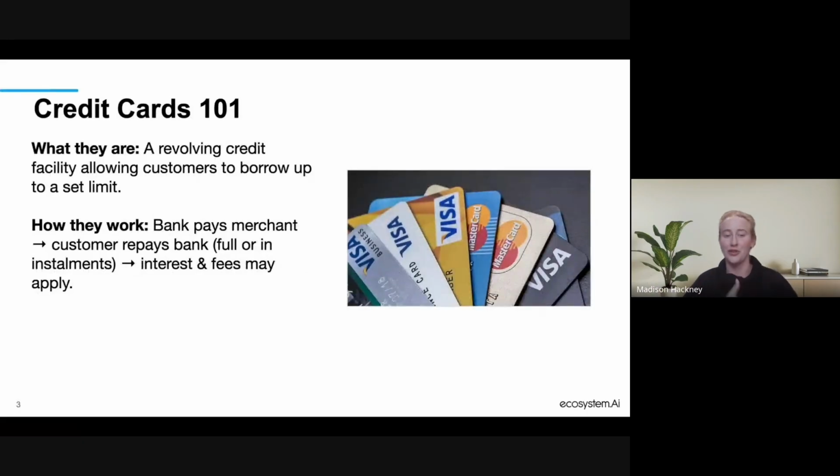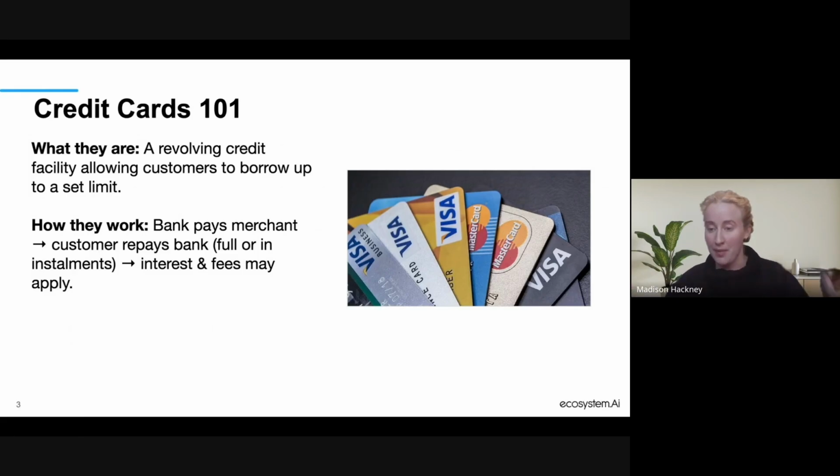Essentially, a credit card is a revolving credit facility that allows customers to borrow up to a set limit. So you get allocated, let's say, $10,000 on your credit card. You can spend that $10,000 and then you have to pay that back to the bank within a set number of days. There is typically a grace period, usually about 30 days, where you can spend that money and pay it back in full interest free.